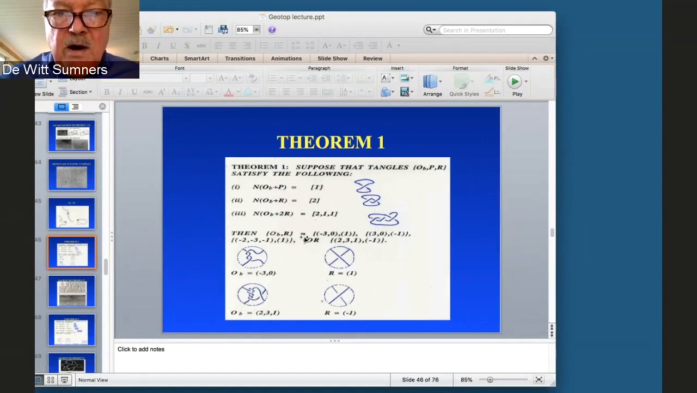Where the triple O, B, R is either -3, 0, this is the bound stuff, and R is 1, or its mirror image, 3, 0, and -1. Or another one is 2, 3, 1, another possibility here, and R is -1. So there are these 4 solutions here. An interesting question is, how do you prove that these are the only solutions, that there aren't any other solutions?